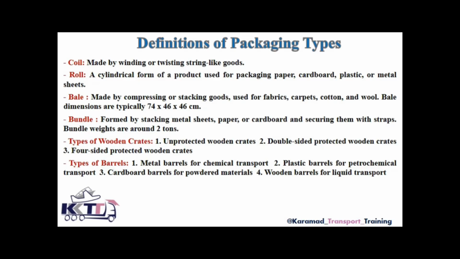There are unprotected wooden crates, double-sided protected wooden crates, and four-sided protected wooden crates. Next, let's get to know the types of barrels. There are sturdy metal barrels used for the safe transport of chemicals, durable plastic barrels for the reliable transport of petrochemical products, strong cardboard barrels for powdered materials, and traditional wooden barrels for the careful transport of various liquids.